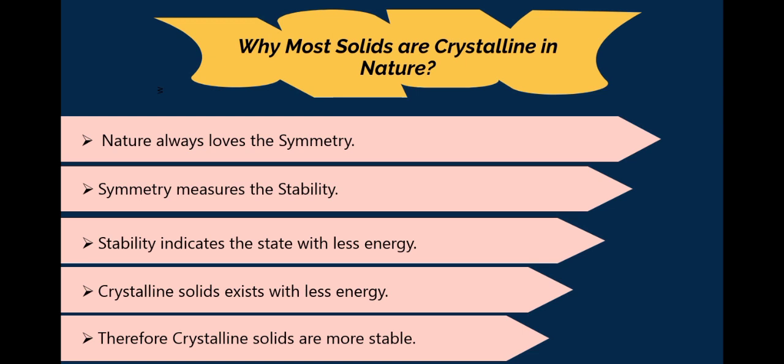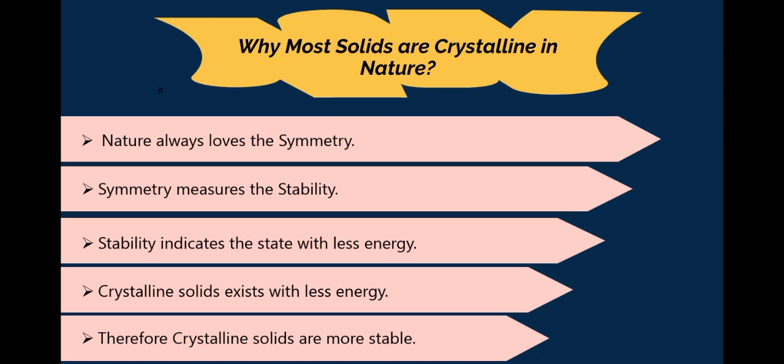And the fourth one is, crystalline solids exhibit less energy. Crystalline solids, characterized by their ordered atomic structures and regular repeating patterns, represent configurations with lower energy compared to disordered or amorphous materials. The well-defined lattice structures in crystalline solids result in more stable arrangements of atoms, requiring less energy to maintain their integrity. The atomic order in crystalline solids leads to lower energy states, contributing to their stability and durability.